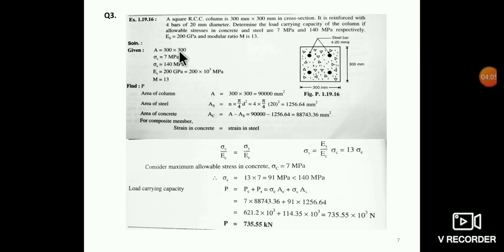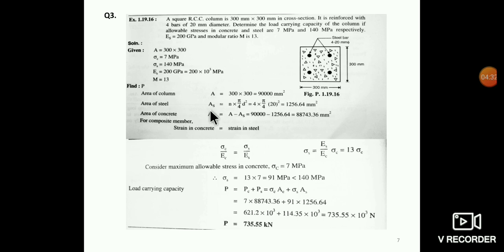So given data, A is equal to 300 into 300, sigma C is equal to 7 megapascal, sigma S is equal to 140 megapascal, ES is equal to 200 GPa, means 200 into 10 to 3 Newton per mm square or MPa, and modular ratio is 13. So we have to find the value of load P. So area of column we find.